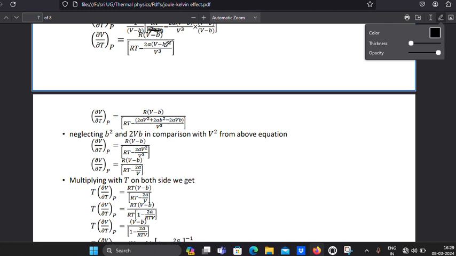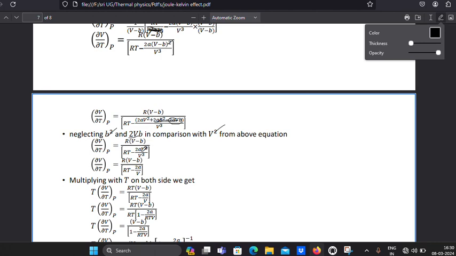b square plus b square minus 2ab form, it is minus 2ab form. And this constant is neglected here. Why here? Not only b square is neglected, 2ab is also neglected. So this whole term is neglected, and this term is also. These two terms are neglected here. Comparing with v square from the above equation, what remains is 2a v square by v cube.